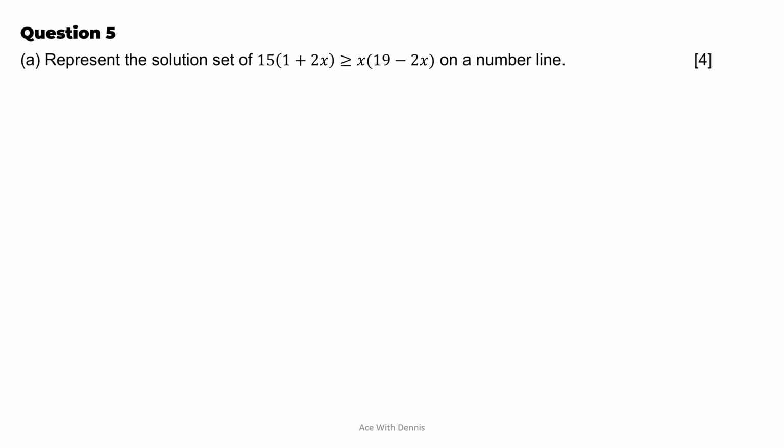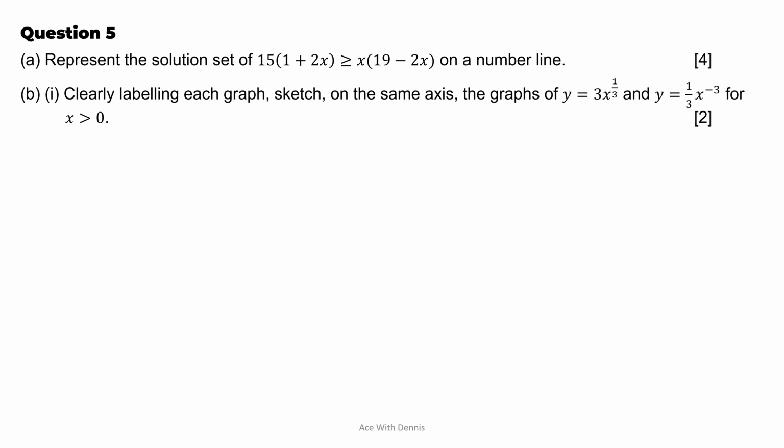Question 5. A. Represent the solution set of 15 bracket 1 plus 2x greater than or equal to x bracket 19 minus 2x on the number line. 4 marks. B. Part 1. Clearly labeling each graph, sketch on the same axis the graphs of y equals 3x to the power 1/3 and y equals 1/3 x to the power of negative 3 for x greater than 0. 2 marks.